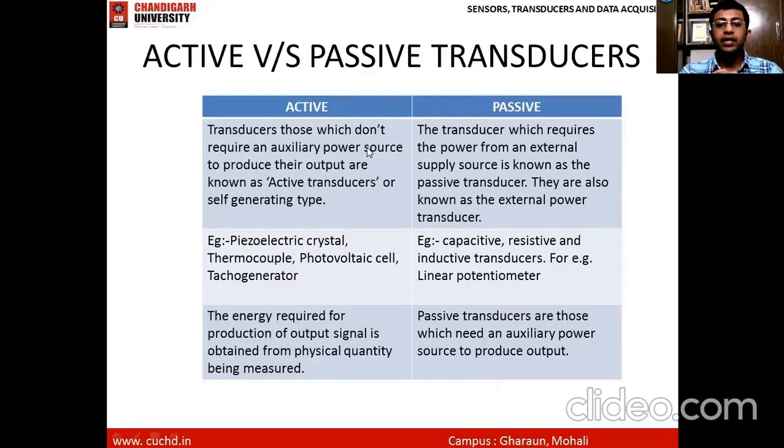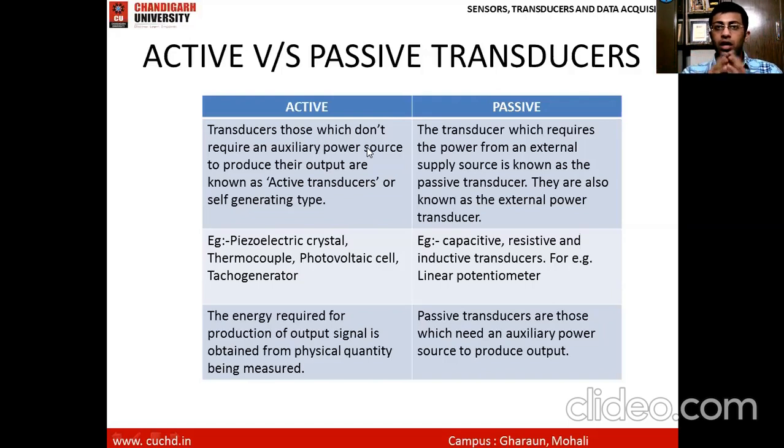Next classification is active and passive transducers. Last classification. Active ones are those which don't require a power source to produce any output. They are also known as self-generating type transducers. But passive transducers require an external power supply for them to work. That's why they are known as external power transducers. Simplest example is your solar cell. You don't need to supply any external power source. A simple solar panel, the light falls upon it, it generates the current. So it is self-generating type.